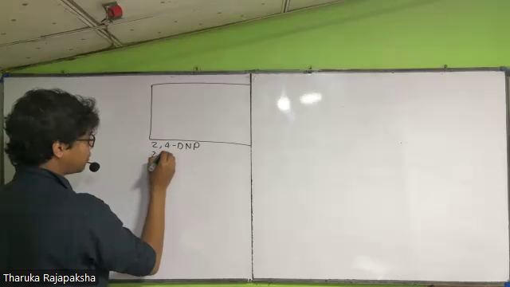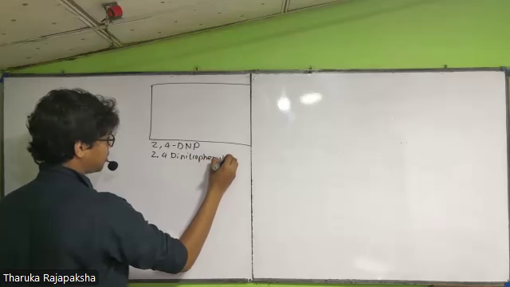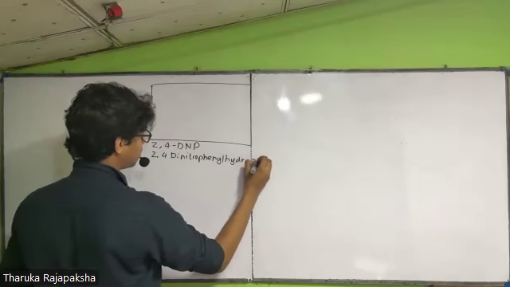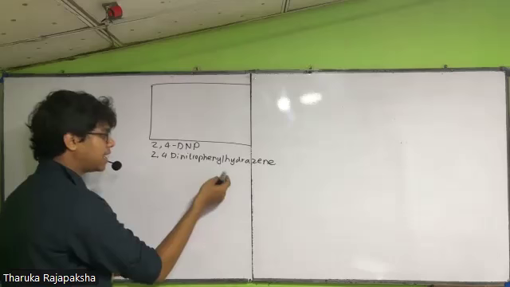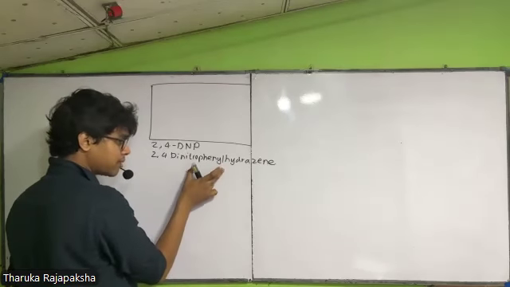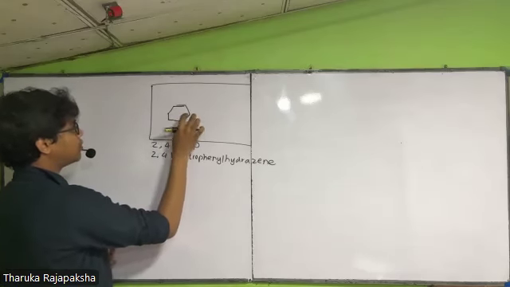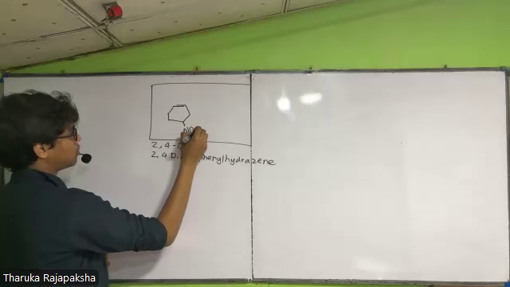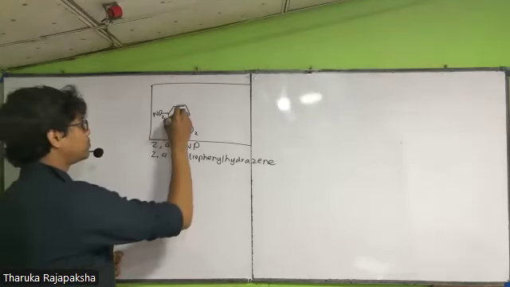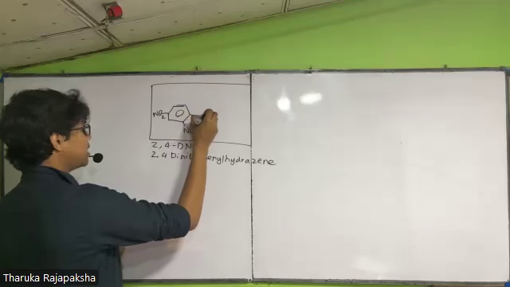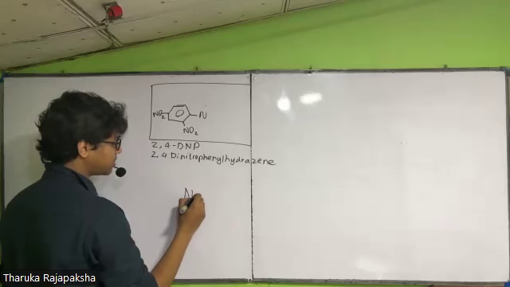2,4-DNP. 2,4-dinitrophenyl hydrazine. Dinitrophenyl shows you that there is a benzene ring. 2,4-dinitrophenyl hydrazine. So 1, 2, 3, 4. 2,4-dinitro. So 2-nitro. Phenyl hydrazine. Hydrazine is a special molecule that looks like this.